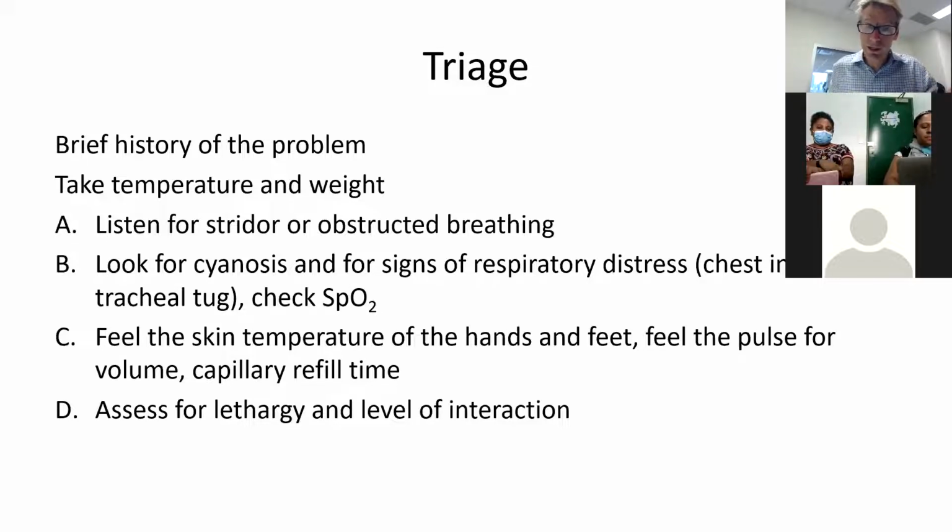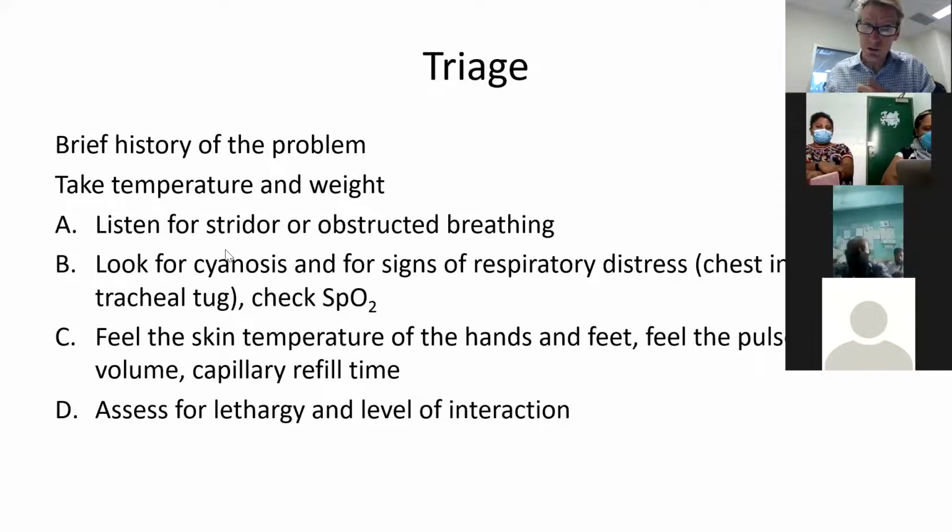So when you assess the child's airway, all of this process really takes about 30 seconds or a minute if you practiced at it and can do it well. So the more you do this sort of assessment in children who are very unwell, the better you get at it. So you listen for stridor or obstructed breathing. This child, if you remember, was snoring and had cyanosis. So probably the child's got some obstructed breathing, isn't it? You look for cyanosis, which this child had, and for signs of respiratory distress, and you check the oxygen saturation.